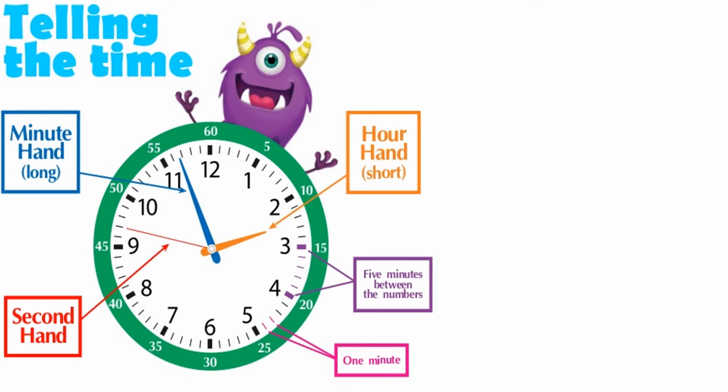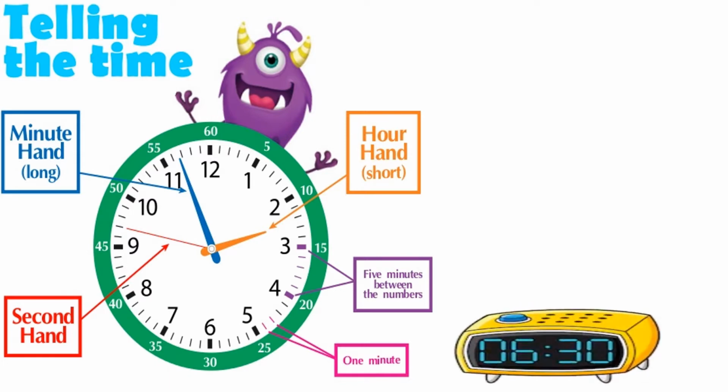If we want to express or write the time in the digital form like this, we will look at the short hand. The short hand reads the exact number it is referring to. If the short hand is referring to 3, we will write 3 here in hours, on the left. If it's referring to 6, we will write 6 in hours.